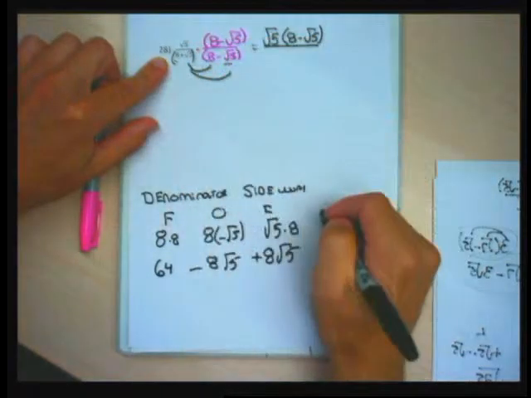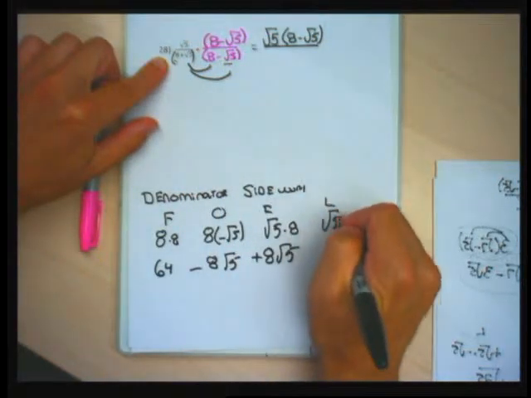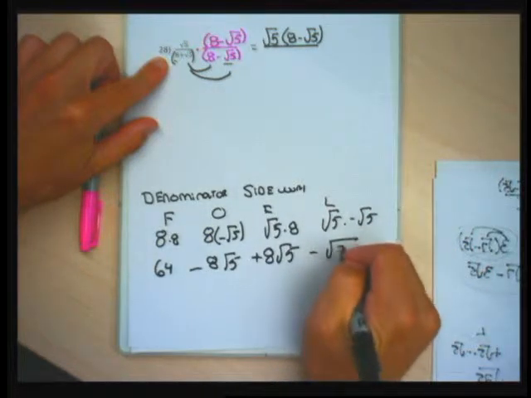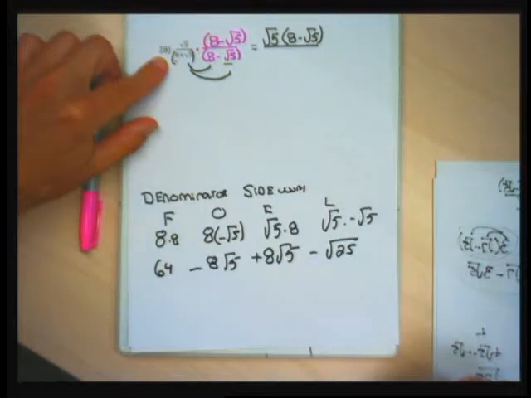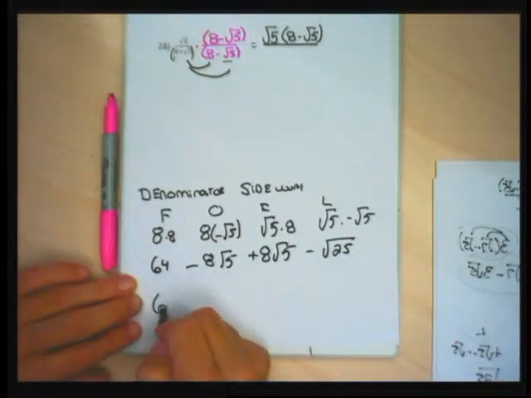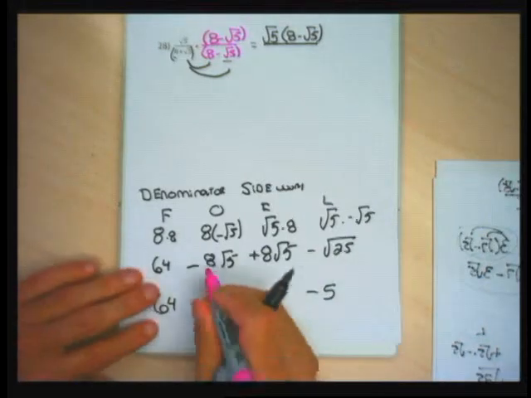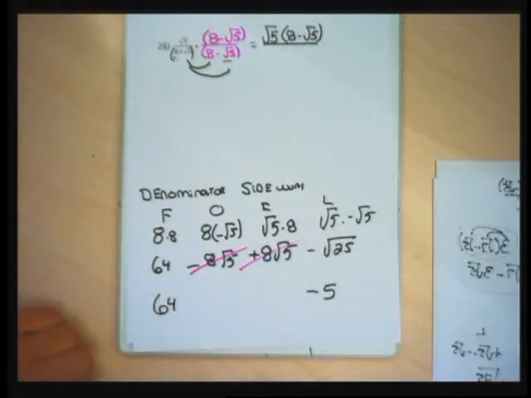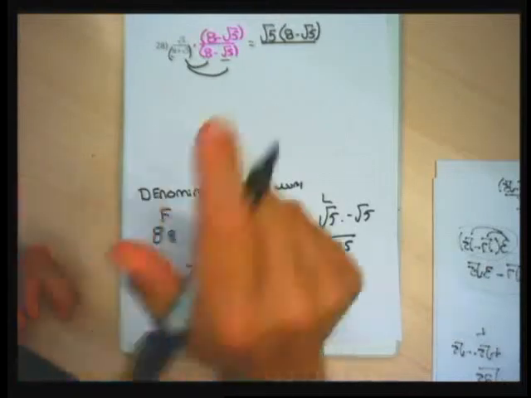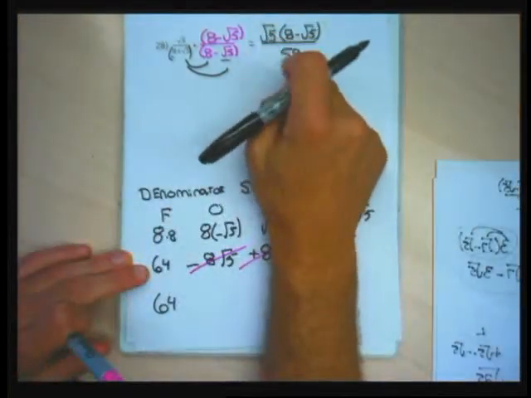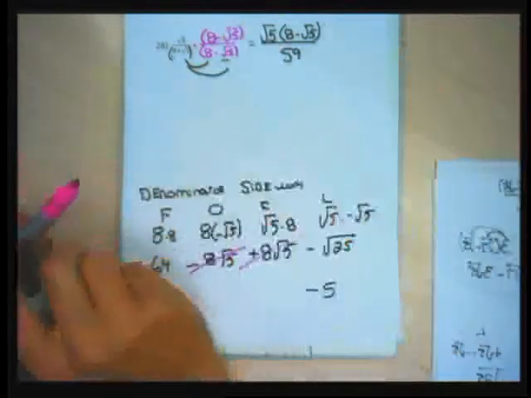The lasts are positive square root of 5 times negative square root of 5, which is technically negative square root of 25, which is minus 5. So firsts are 64, lasts are minus 5, the outers and the inners cancel. The 64 minus 5 is going to give me a 59. That 59 can't cancel with the square root of 5, so I'm going to multiply out the numerator.